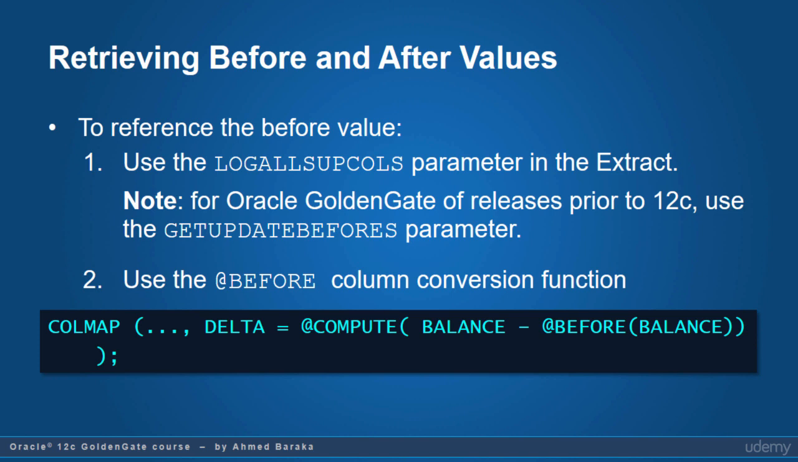The example shown in the slide is an excerpt of a replicate parameter file, and it is setting the value of a column called delta. This column takes the value of the difference between the balance column in the source database after the update and its value before the update. As you see, it uses the before function to retrieve the value of the column before the update. You will learn more about the other GoldenGate functions in the next lecture.